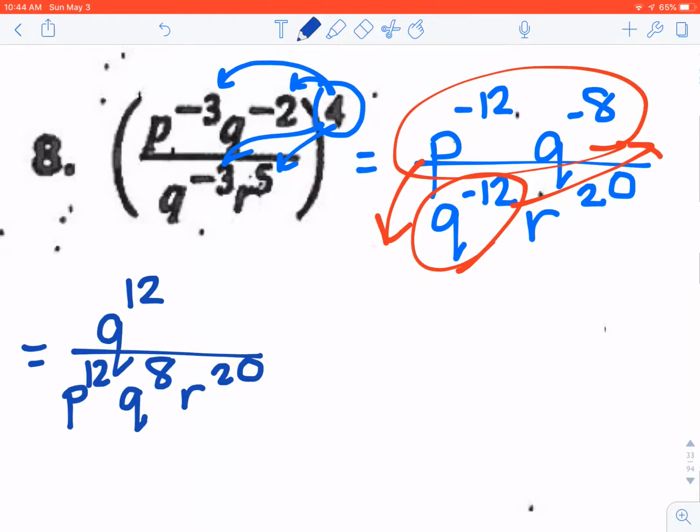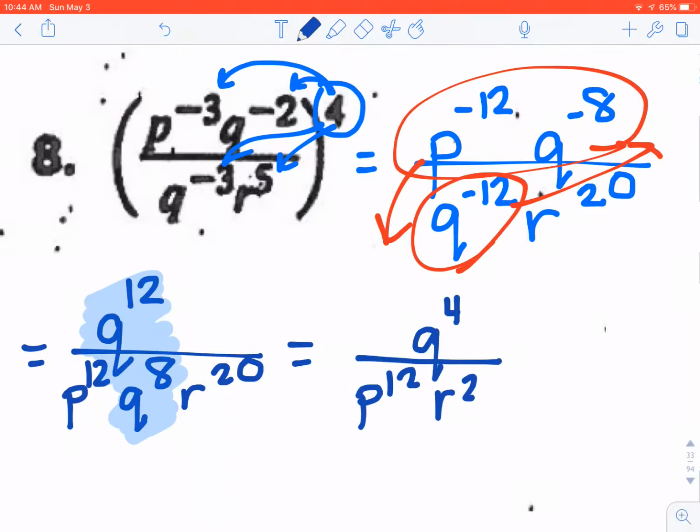All right, so now parentheses are gone, negative exponents are gone. So step 3 says look and see if there's anything we can simplify. We have the bases of q that are the same. Okay, so we can reduce those. We're going to subtract them because you're dividing same base. So 12 minus 8 is 4. You keep it on top because that's where the bigger exponent is. So you end up getting q to the 4th over p to the 12th, r to the 20th.